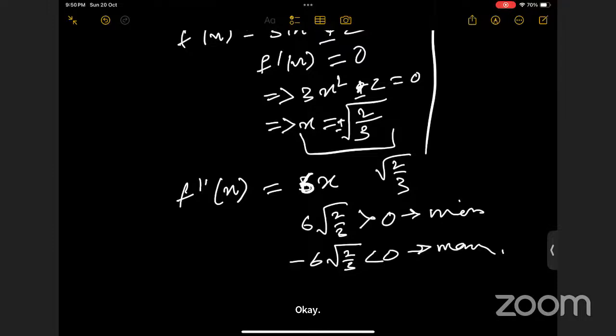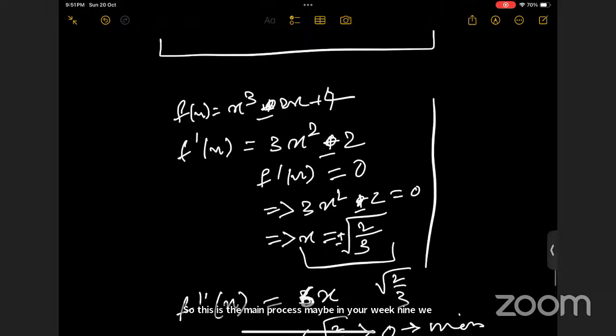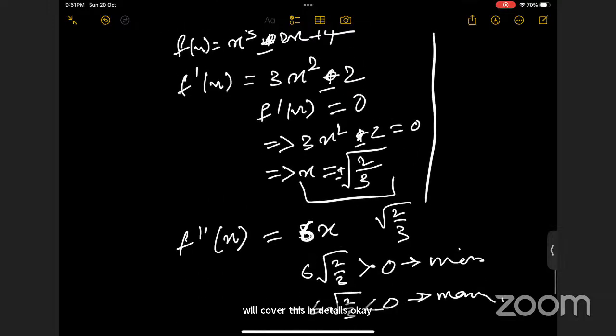Yeah. And if you find something equals to 0, then we will call the point a saddle point. For this type of case, we have to conclude with some graphical method. I mean, intuitively, we have to make some comment. So there is no particular process for that. So this is the main process. Maybe in your week 9, we will cover this in detail. Okay, I got it. Thank you, ma'am.